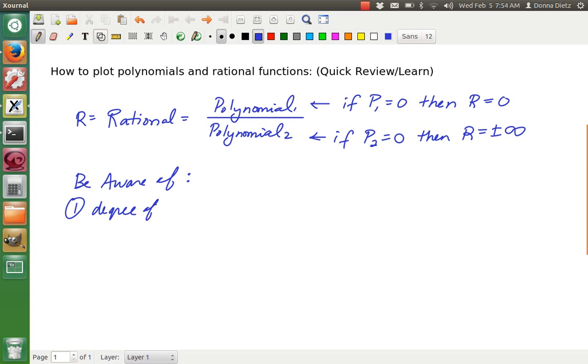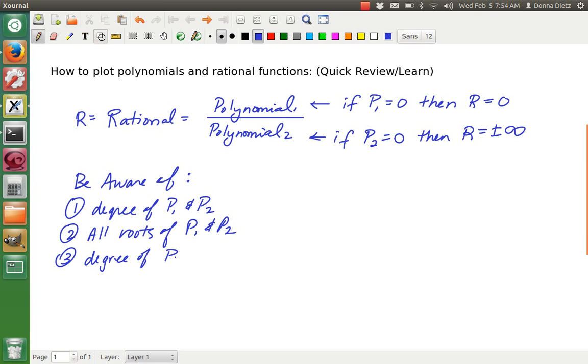Degree of P1 and P2, all roots of P1 and P2, degree, I'm going to say P1 divided by P2, and I'll talk about that. And you have to be aware of the thing I just said, the horizontal asymptotes. If you keep all these things in mind, you should have a really good plot.